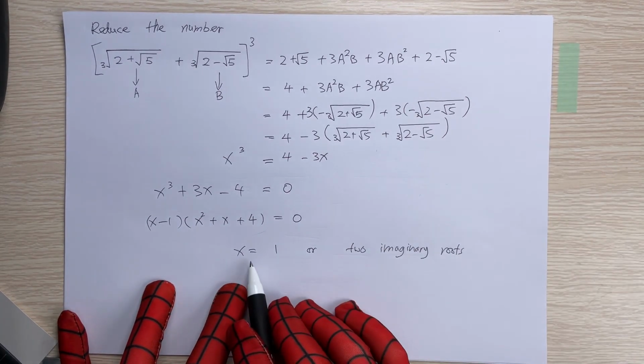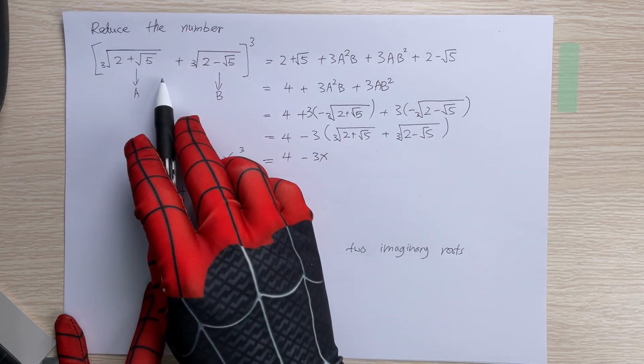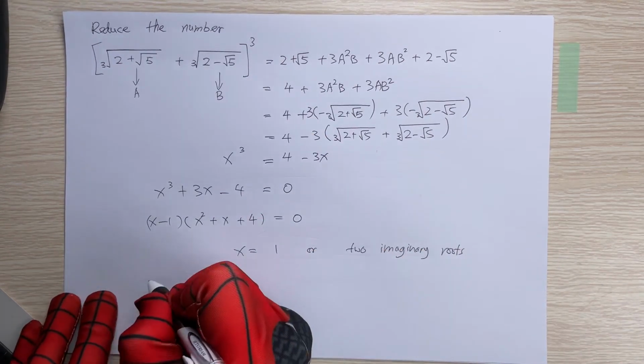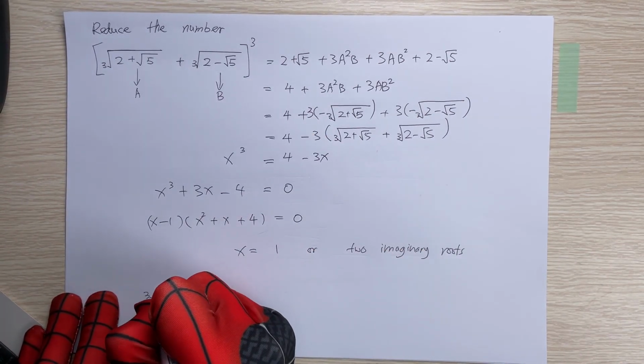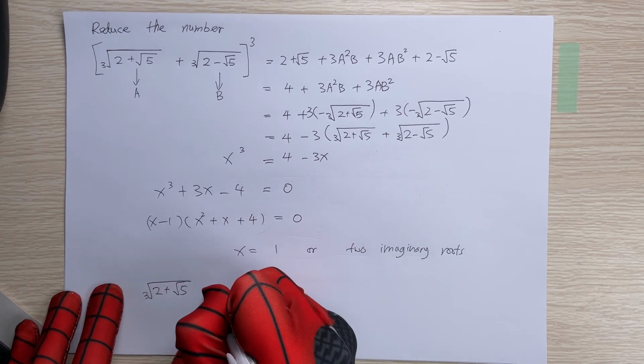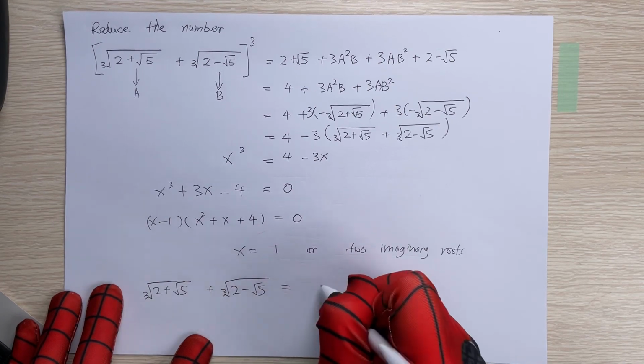What is x? If you go back, x is actually this, and this is not imaginary. This is real, which means that this expression is reduced to 1, which is very clever. The cube root of 2 plus square root 5 plus the cube root of 2 minus square root 5 is actually 1.